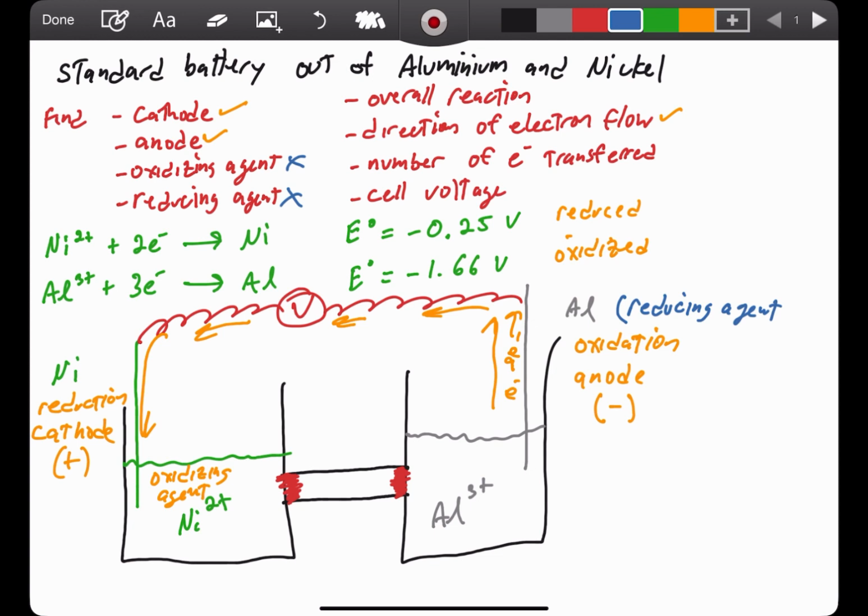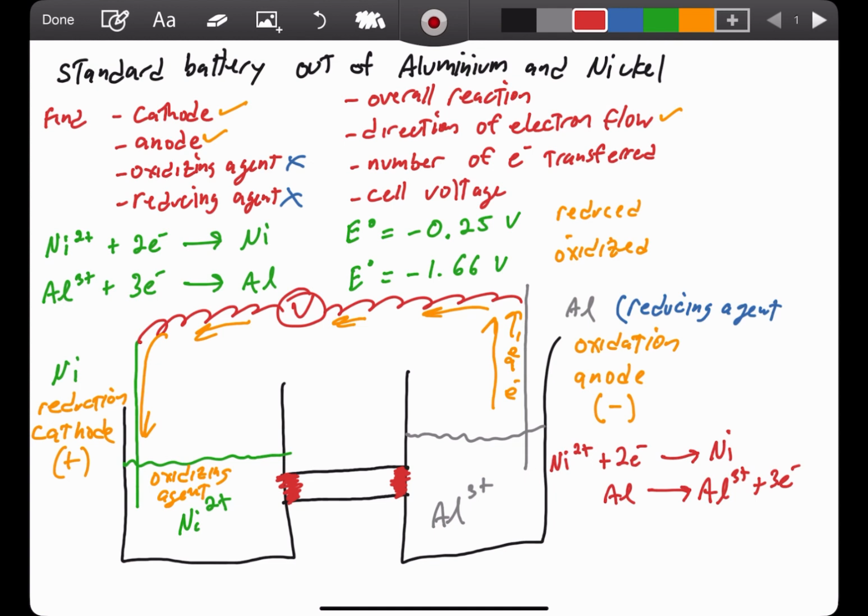Let me try to pick a different color here. I guess I'll do the red here. So we've got nickel 2 plus 2 electrons going to nickel metal. And we want to write the aluminum as an oxidation reaction because the aluminum is being oxidized. So we're going to say aluminum goes to aluminum 3 plus 3 electrons.